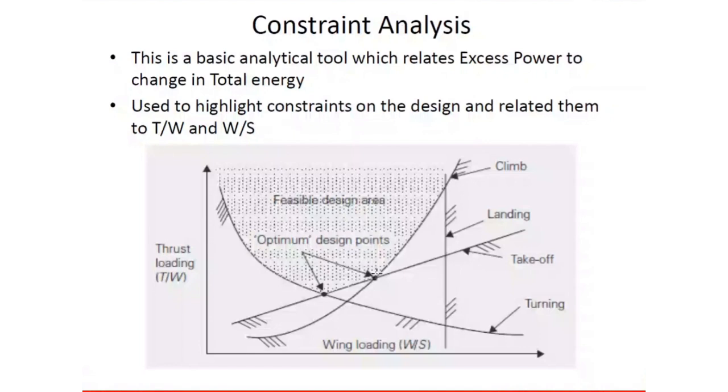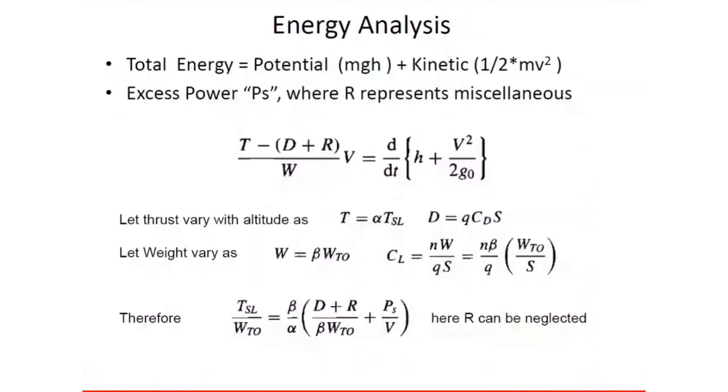So now let's look at how we derive this. As I said earlier, it all boils down to energy analysis. The total energy of any object, whether it's an aircraft or a rocket or even a cricket ball, has 2 crucial components. Potential energy, which you can write as mg into h, that depends on the height from some datum point, and the kinetic energy, which is half mv squared.